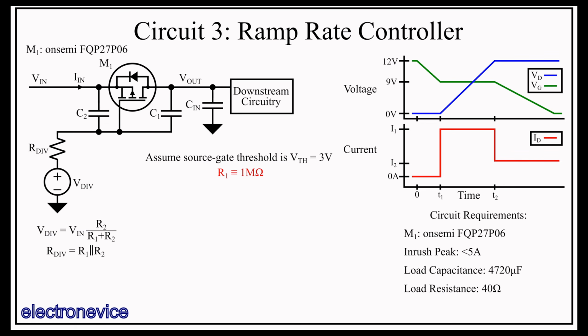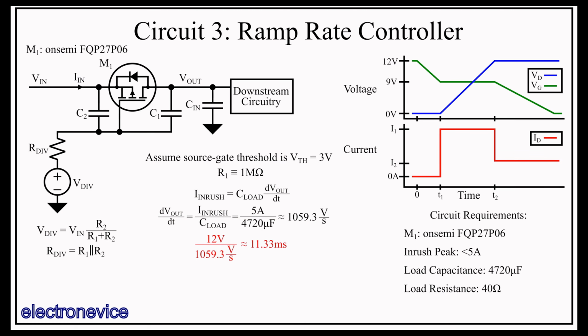So looking back at the inrush current of less than 5 amps, with my input capacitance at around 4720 microfarads, we can calculate the dV/dt that causes 5 amps to go into the capacitor by using the formula I equals C dV/dt. So 5 amps divided by 4720 microfarads equals a dV/dt of 1059.3 volts per second. That's our target voltage rise slope. This will cause the turn-on to take about 11.33 milliseconds. Pretty nice and fast compared with the other two soft-start circuits. Now it's worth noting that this does not take into account the current drawn by the load resistance.